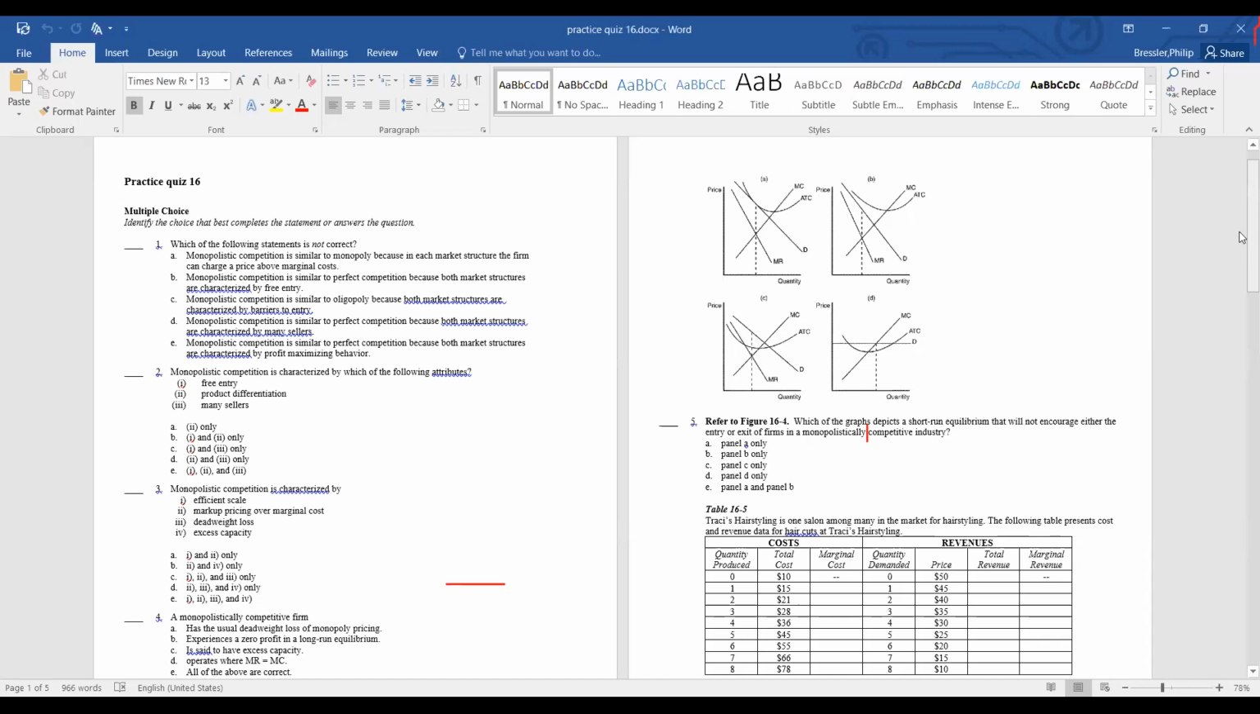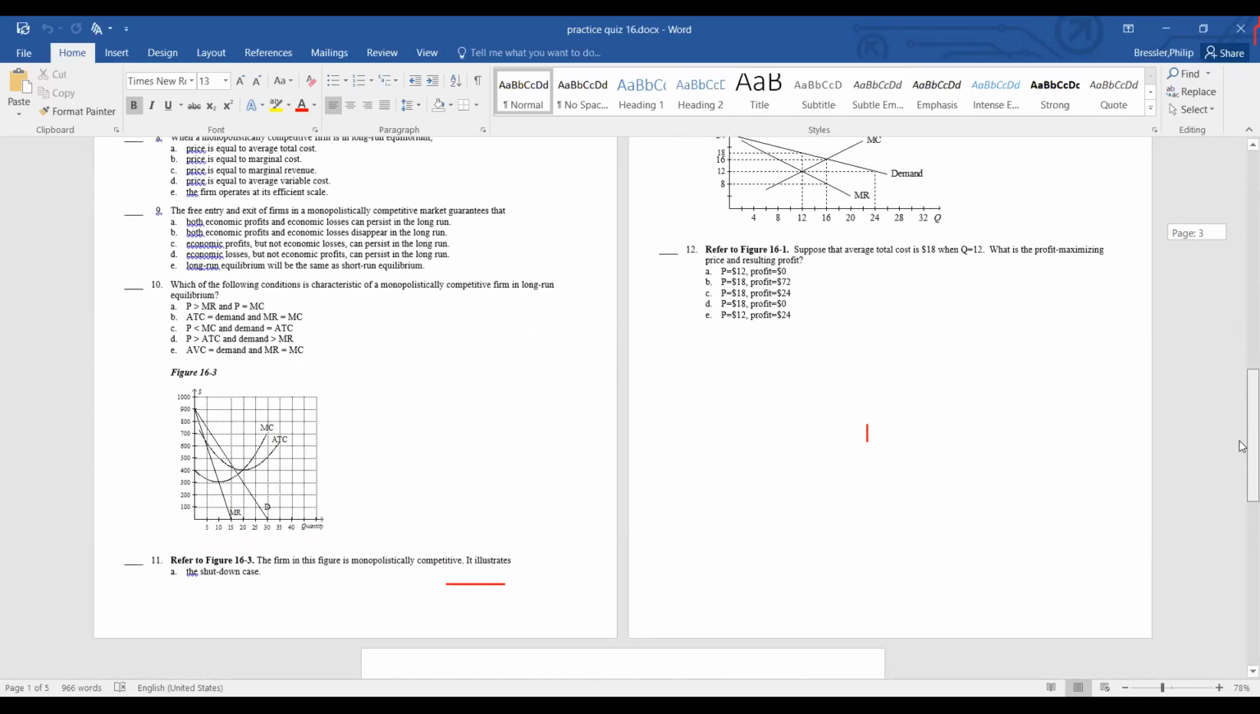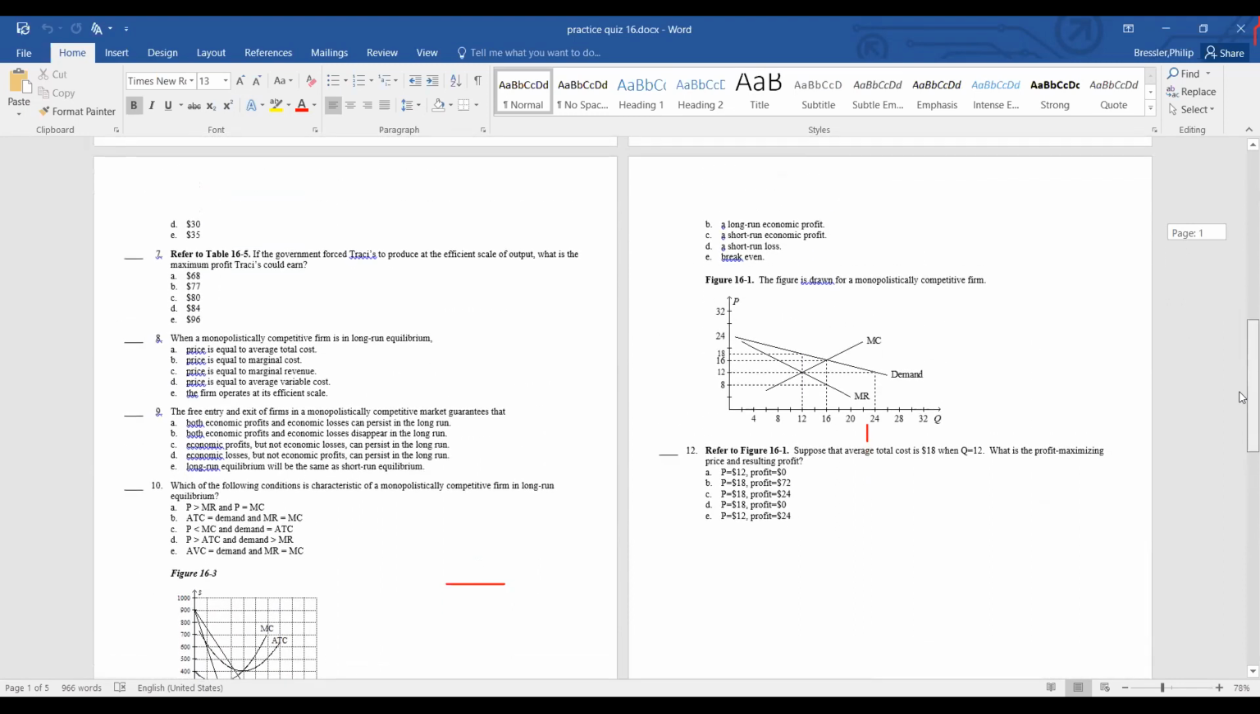Where is number 11? Break even would be zero economic profit. Okay, Noah? Okay. Any other questions?